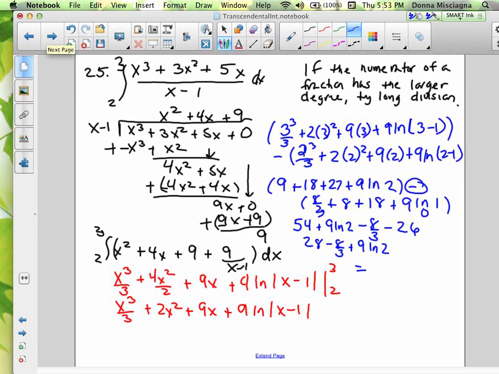Hang on. Wait, that would be 60. Right, 60 times 80, 84, right? Yes, 84. All right, so 84/3 minus 8/3 plus 9 natural log of 2 is going to give us a final answer of 76/3 plus 9 natural log of 2. There we go. There's the answer, the exact answer.